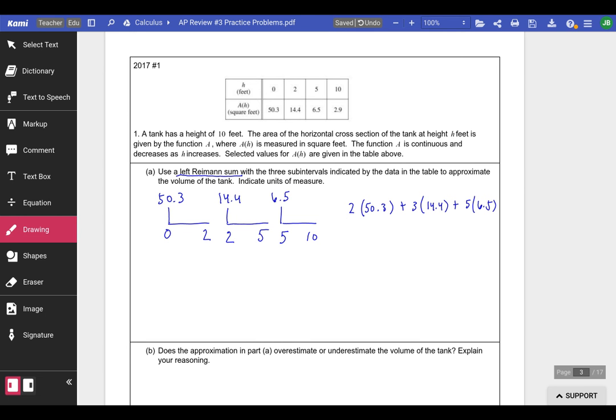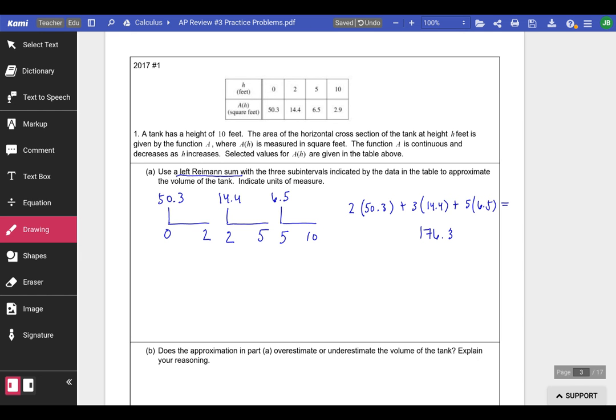And we get, let's see, I think I did something wrong. I get 176.3. So 176.3, and then I have to be careful with the units here.